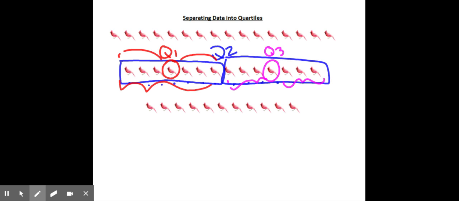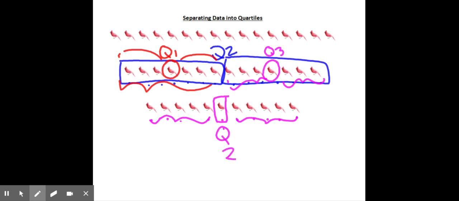Now, last but not least is the bottom half. In the bottom half, there is an odd number of birds. If you look here, there's 1, 2, 3, 4, 5, 6, 7, 8, 9, 10, 11 birds. So we're going to separate it. I believe this guy is going to separate it between 5 birds here and 5 birds here. So this guy is going to be our quartile 2.